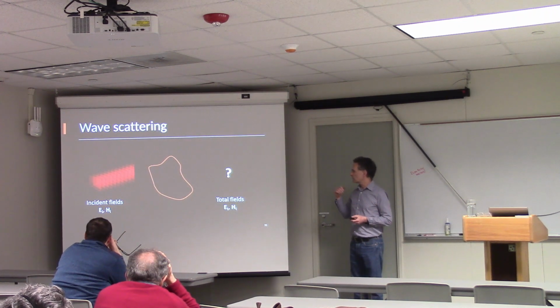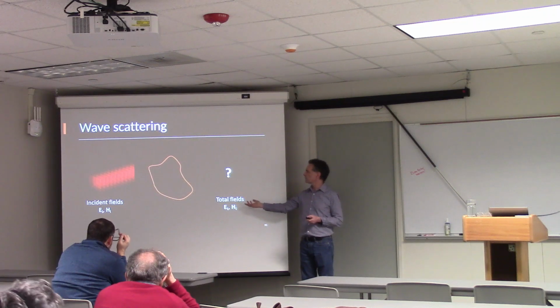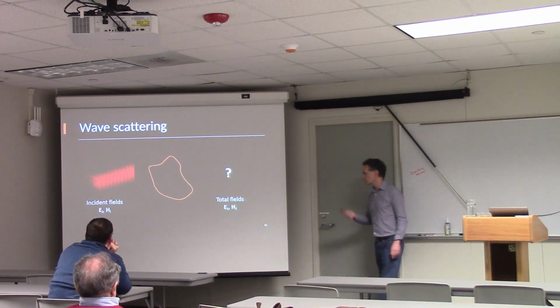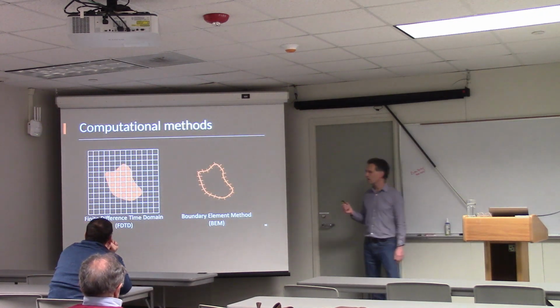So the thing that you actually want to predict, or the thing that you might ask, is: what are the fields that you end up seeing in space? And these are called total fields. The reason for the word total is because we're making a sum of something in a minute.